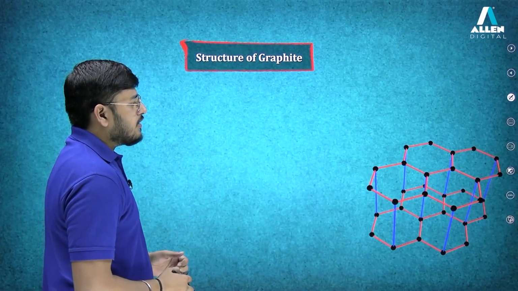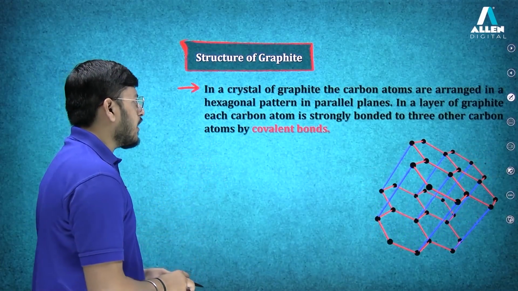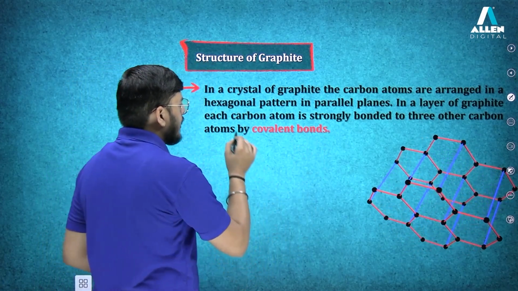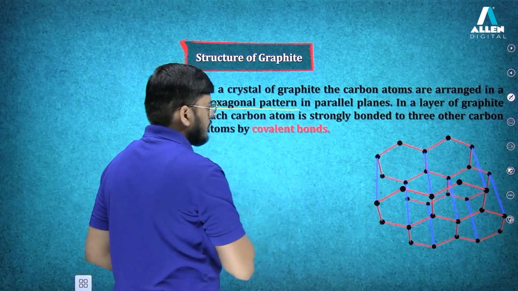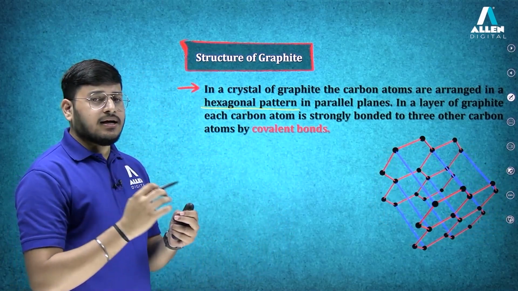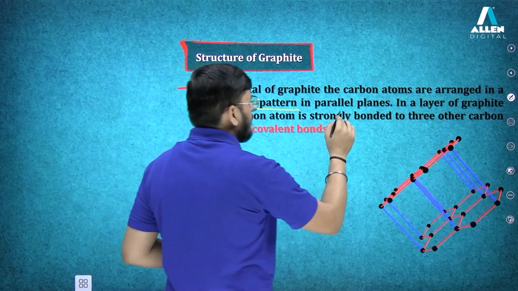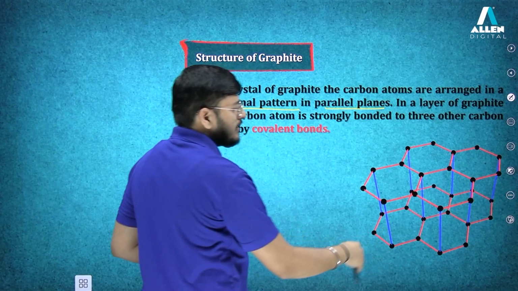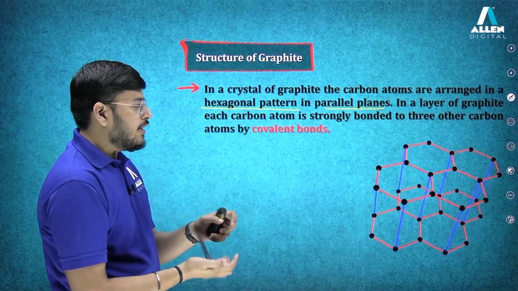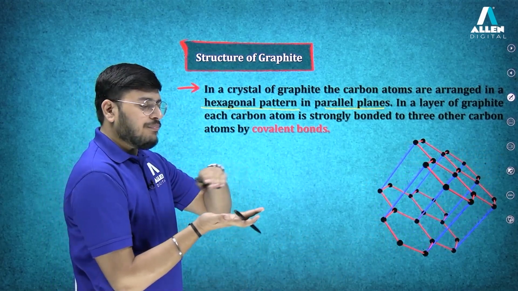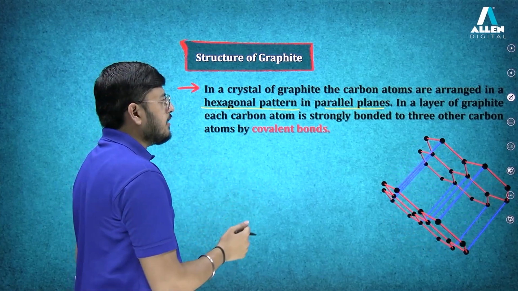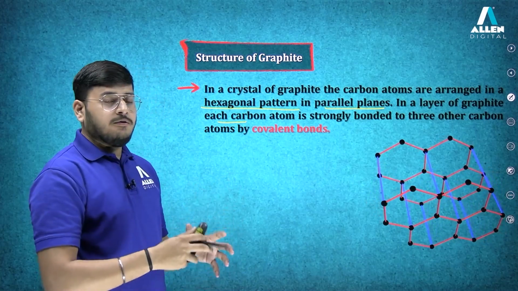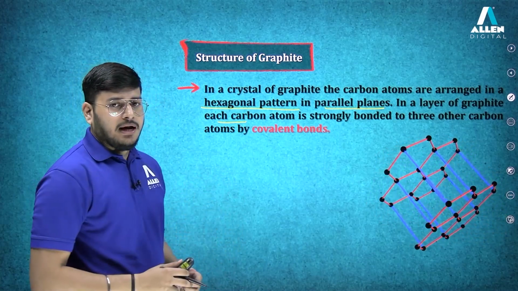Next one we have over here is the graphite, in which, in a crystal of graphite, the carbon atoms are arranged in a hexagonal pattern, not tetrahedral now, in parallel planes. As you can see, we have one plane over here like that, and another plane is lying just below it. So it is like parallel plates which are sliding over one another. So in a layer of graphite, each carbon atom is strongly bonded with 3 other carbon atoms.